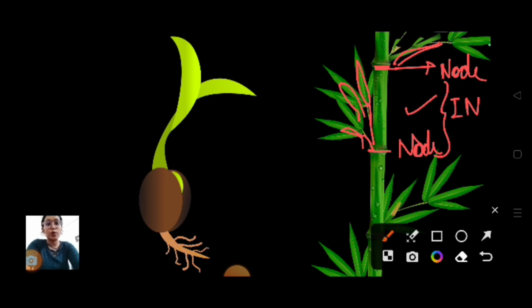And this is a picture showing a seed from where the stem and the roots used to arise. The part from where the stem arises is called the plumule, and the part from where the roots arise is called the radicle. Are you getting it?